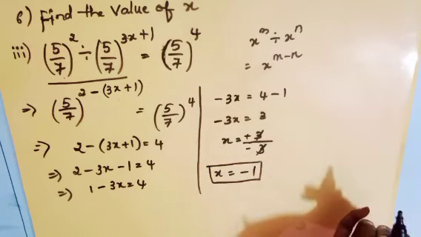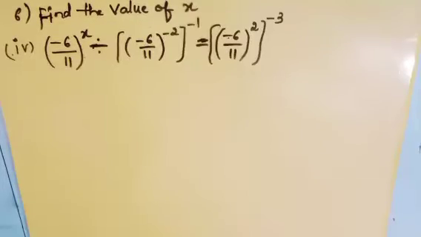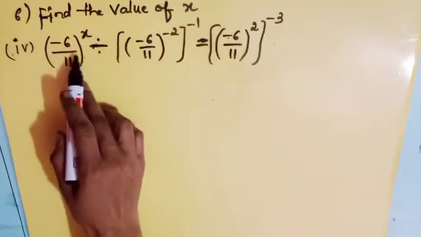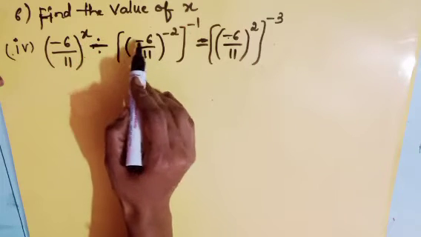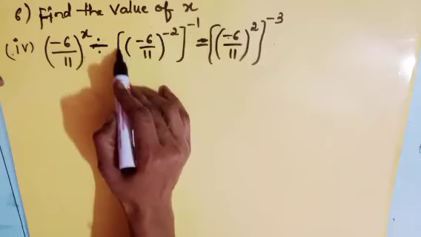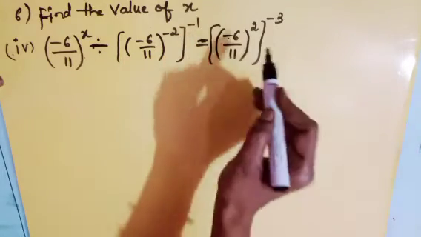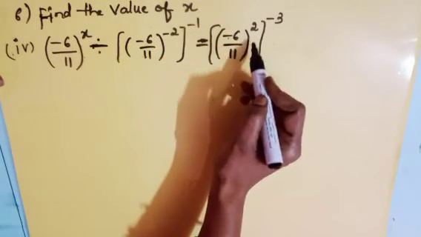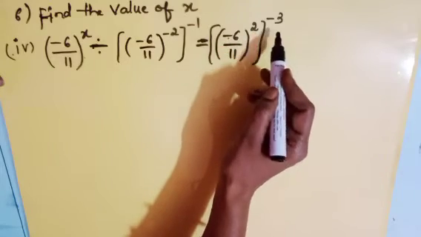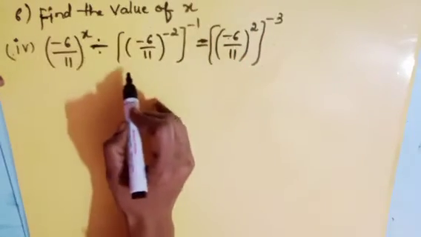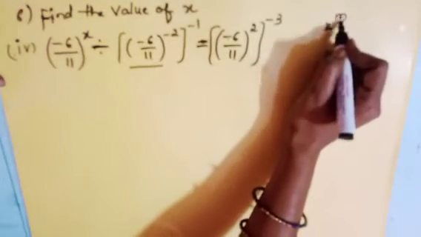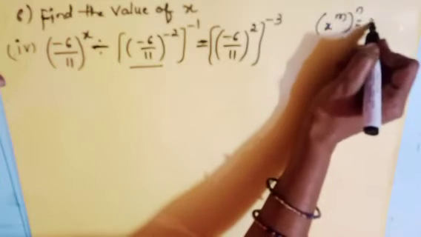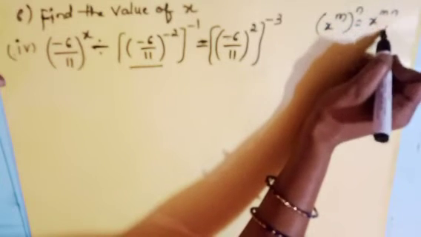Let us solve the next one. Next one: (-6/11)^x divided by [(-6/11)^-2]^-1 equals [(-6/11)^2]^-3. Now see your left side. Now it is in the form (x^m)^n equals x^(mn), that is mn. So we have to apply the fourth law.